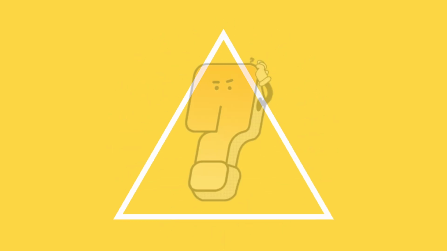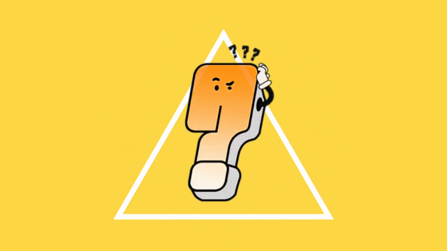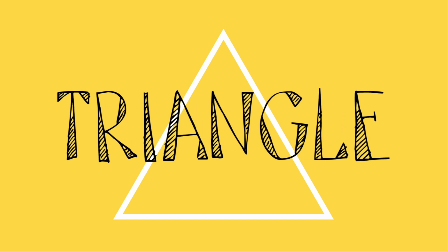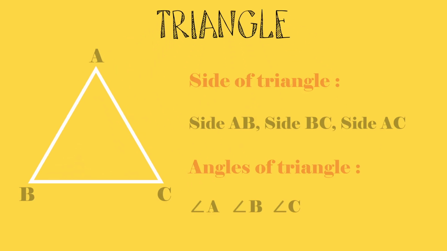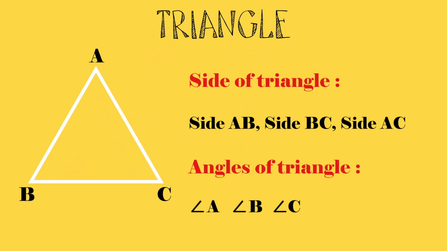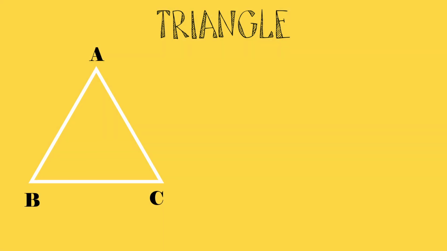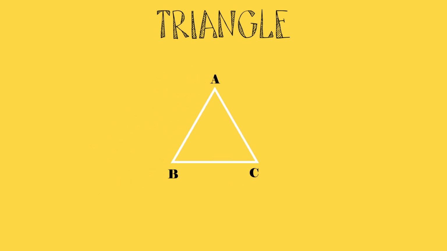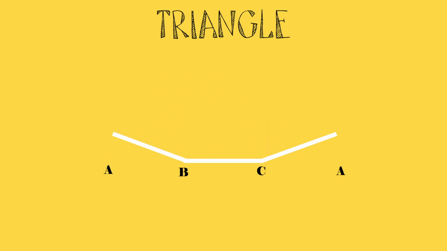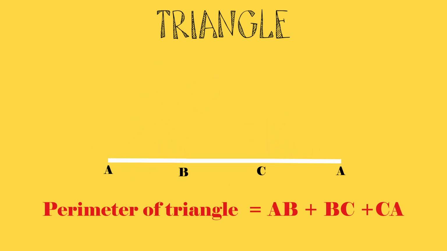Look at this shape. A triangle. What makes it special? It's a polygon with 3 sides and 3 angles, but there's so much more to discover. We'll start with the perimeter. The perimeter is simply the sum of all 3 sides.